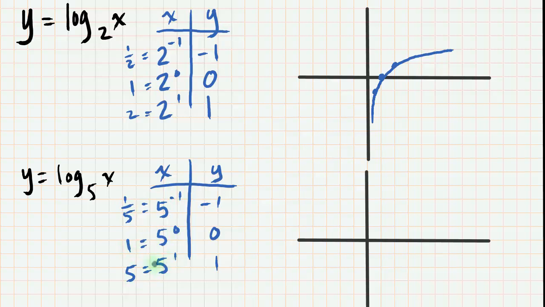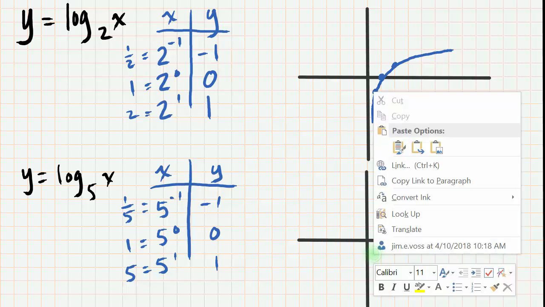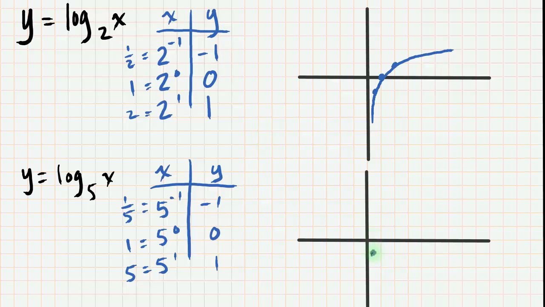So that tells us that our first ordered pair is 1/5 comma negative 1. And then our next ordered pair is going to be 1 comma 0. And then our third ordered pair is 5 comma 1. So what we see is that the base is going to correspond to the x value with a corresponding y value of 1. So if we had log base 10, we'd have to go all the way out to 10 before we have a function that has a height of 1. So that's going to be our graph.